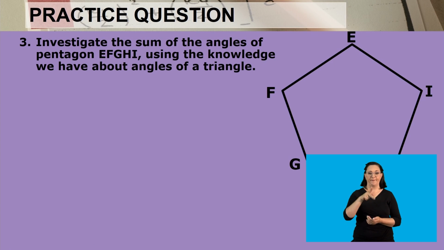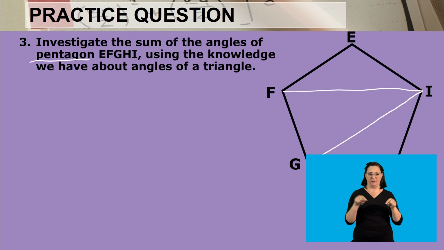And it says, investigate the sum of the angles of a pentagon. Another new word that we are now seeing, a pentagon, which is a shape that has 1, 2, 3, 4, 5 sides. And it's called EFGHI, using the knowledge we have about the angles of a triangle. So now we know that they want us to use the triangle that we've already done. So I will break this figure into 3 triangles. And what do you notice?